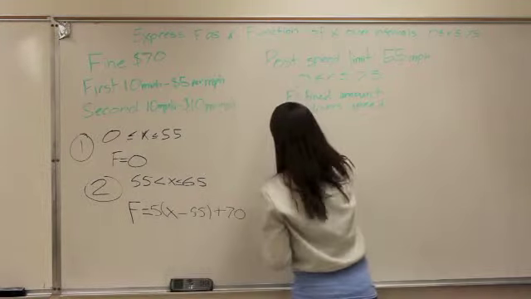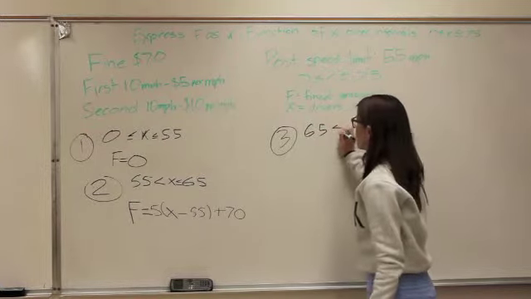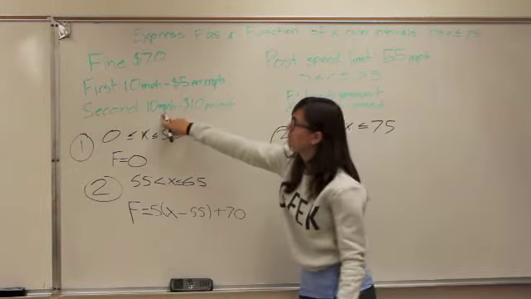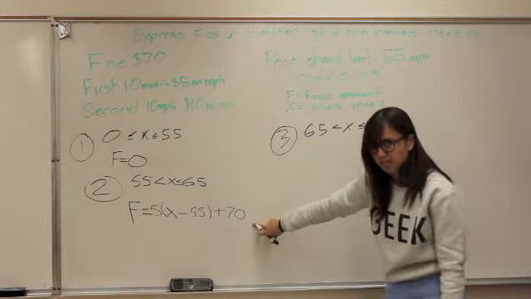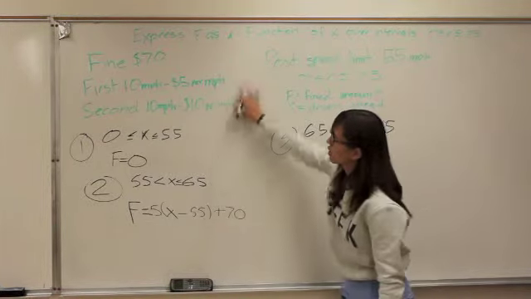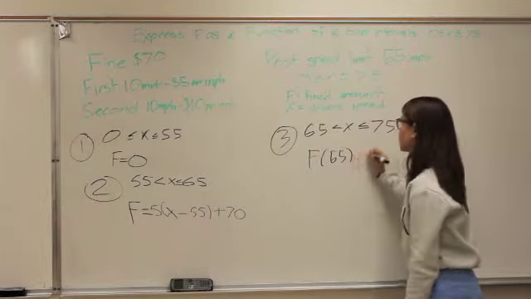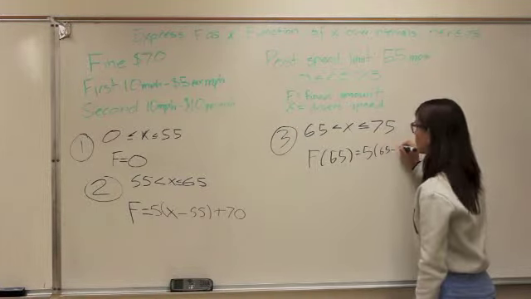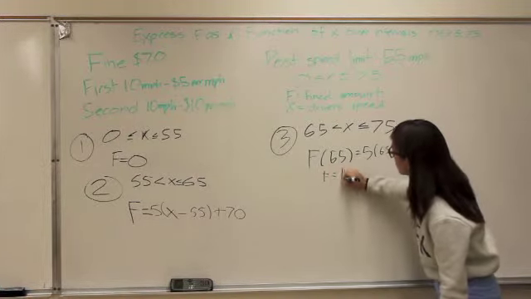So to find the final and third function between the intervals 65 and 75, because you're adding another 10 miles per hour to 65, you want to first put 65 into this equation so that you can get what the fine amount is when you go over the first time. So you do that by plugging 65 into this equation, saying f equals (65 minus 55) times 5, adding 70, so we get f equals 120.